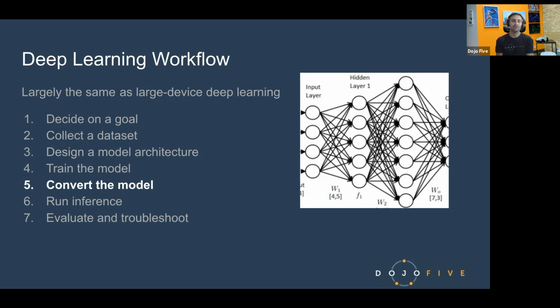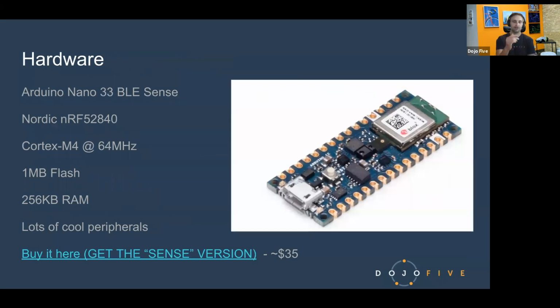And then really steps 6 and 7 are once you're on the micro, now you're running inference, which is basically make a prediction using the model, and then evaluate and troubleshoot it. So the point here being, there's a lot of steps to pulling together deep learning. Hopefully, if you're familiar with deep learning on the larger devices, it's largely the same on smaller devices, at least using the TensorFlow model here.